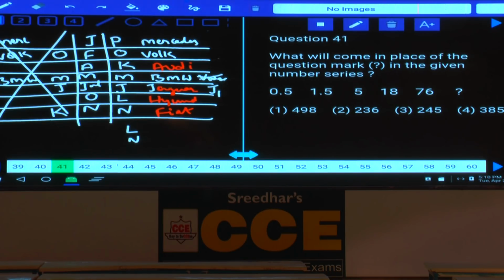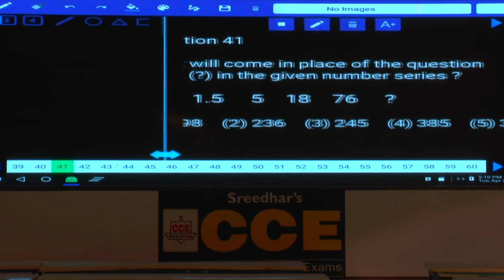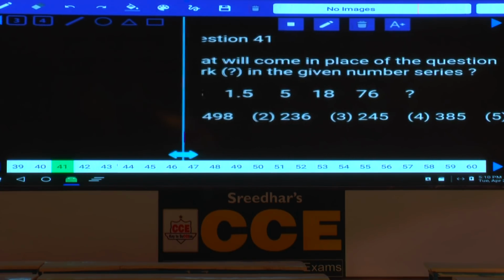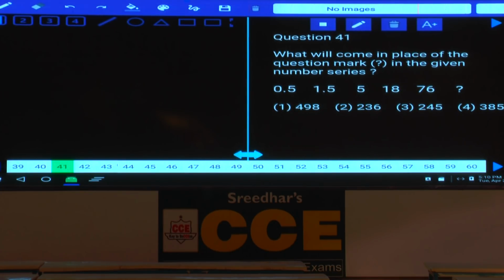41. Now question number 41. In this question, we have 0.5, 1.5 and so on. 0.5, 1.5. Now if you observe the choices, it is starting with 0.5, ending with 498, 236, 245 and so on.